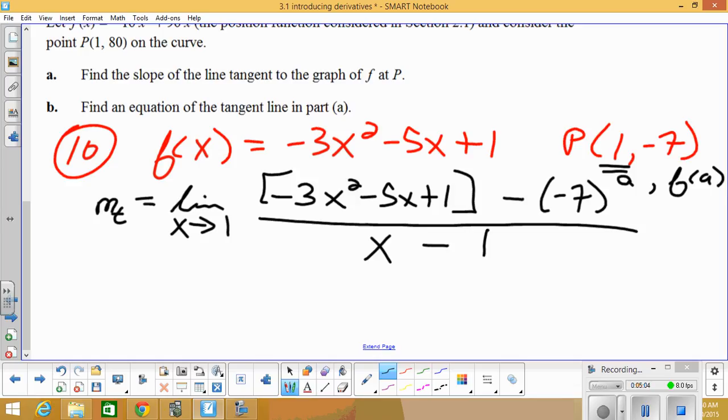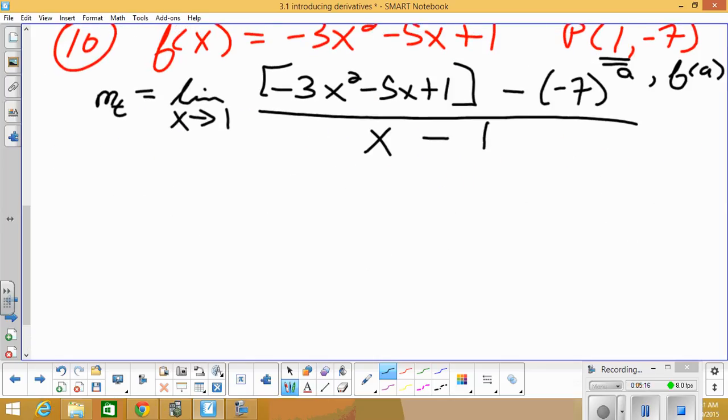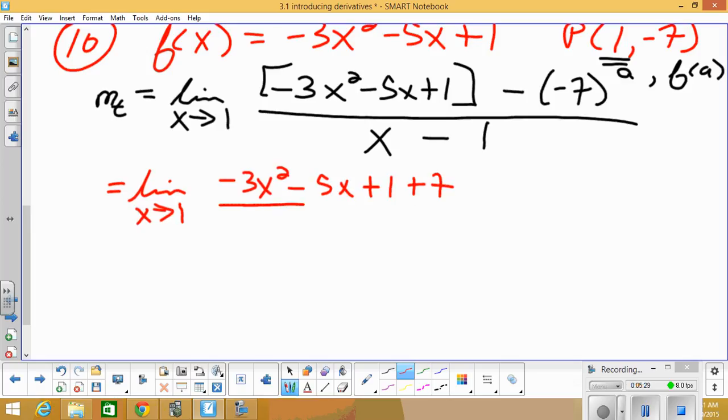Then, if I did direct substitution right now, I'm undefined in the denominator. So I'm going to try to work through and simplify this one, and then see if I can do direct substitution. So I want to continue. Simplifying the numerator. Combining like terms.